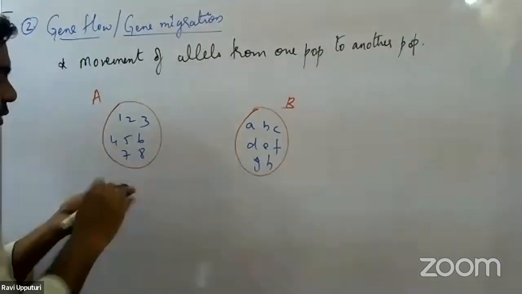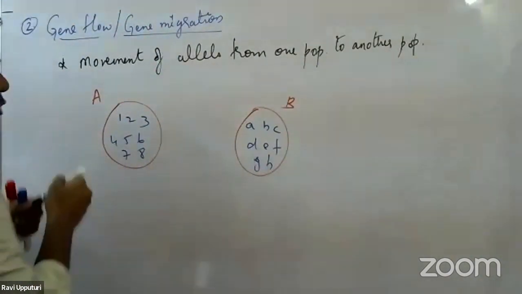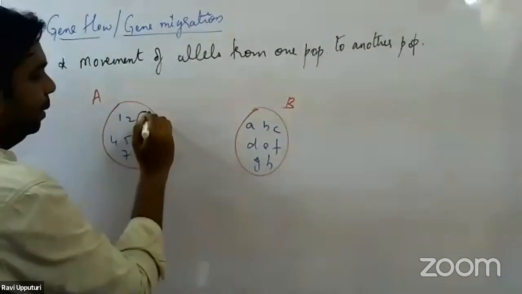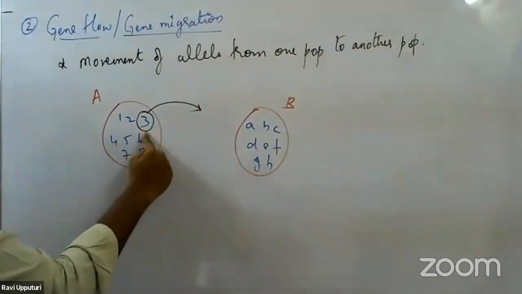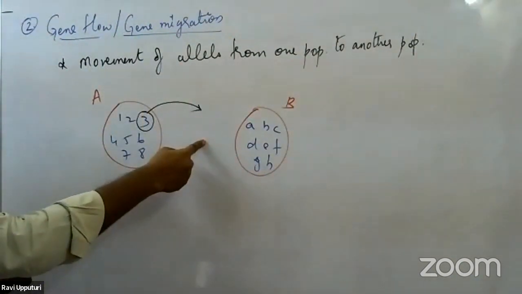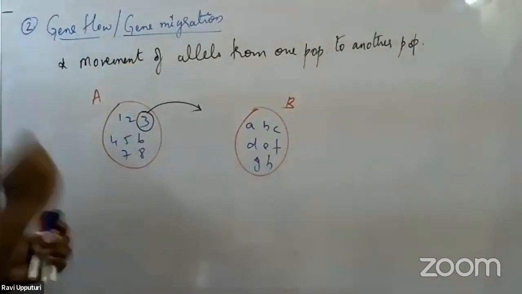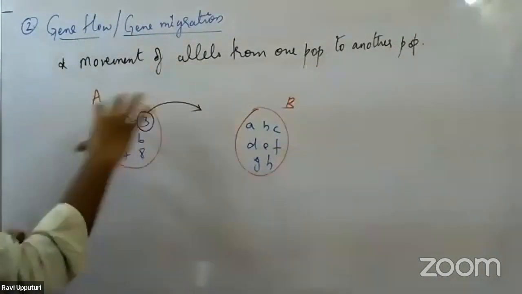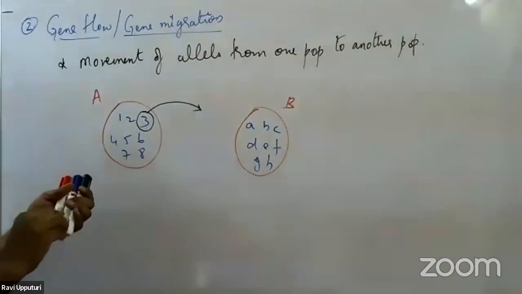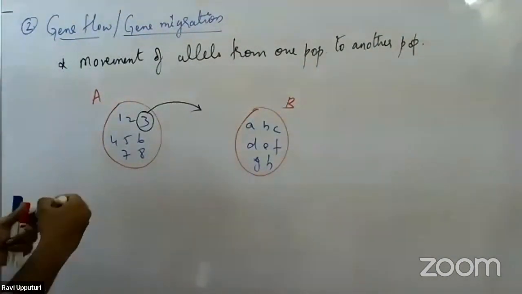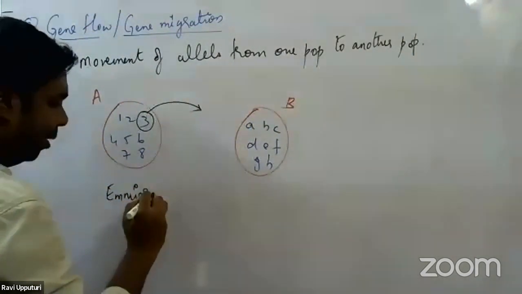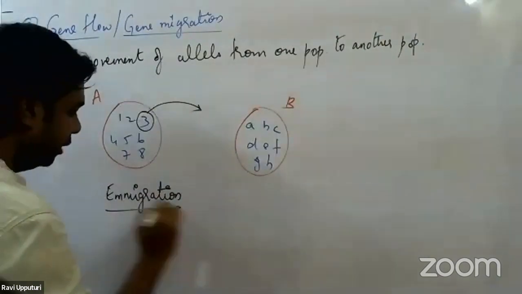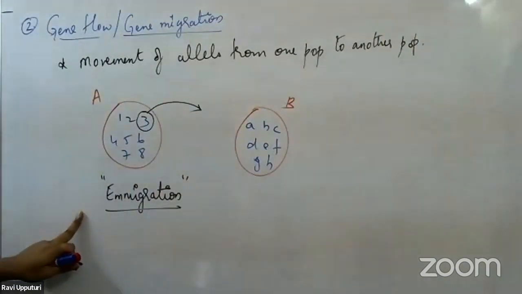Now, say one of the individuals, say individual number 3 or allele number 3, is moving out of the population. Now, this movement of allele 3 out of the population is called migration. More precisely speaking, we start calling this sort of migration emigration. I hope all are familiar with these terms. Emigration. Now, due to this emigration, what is happening?